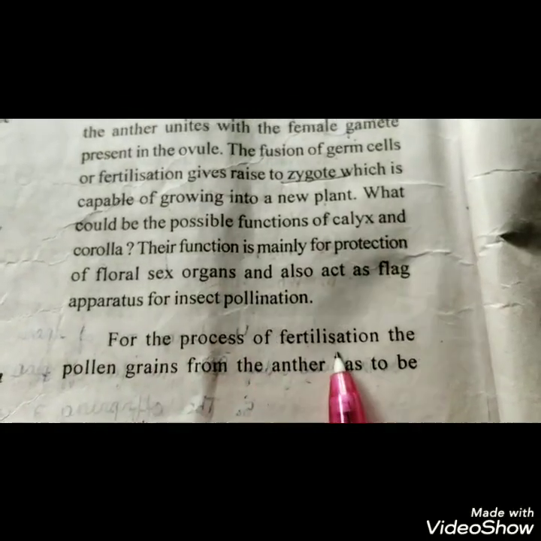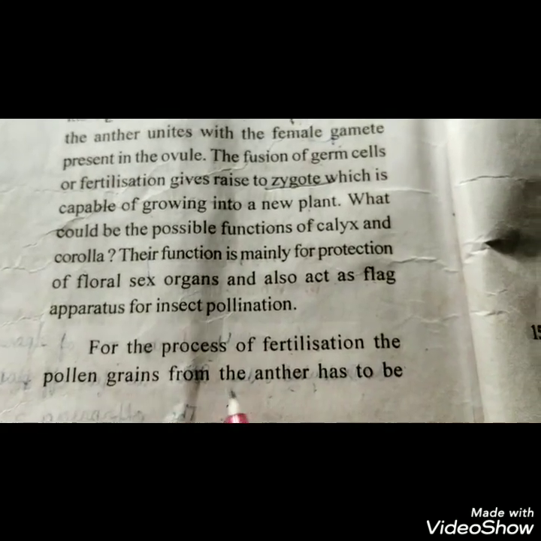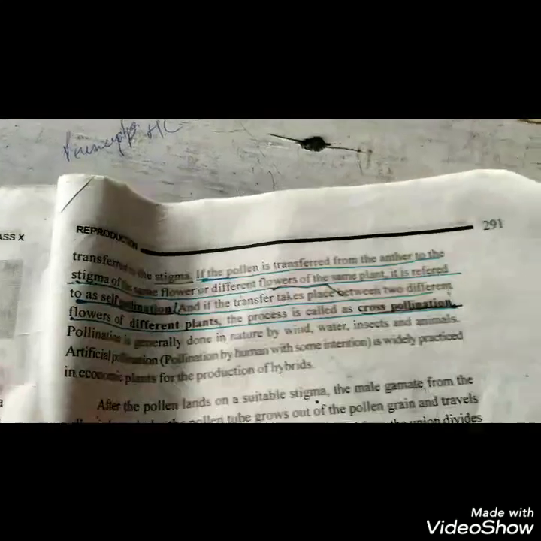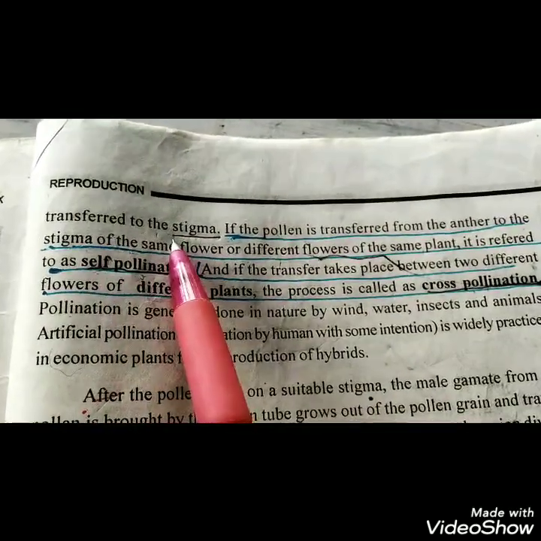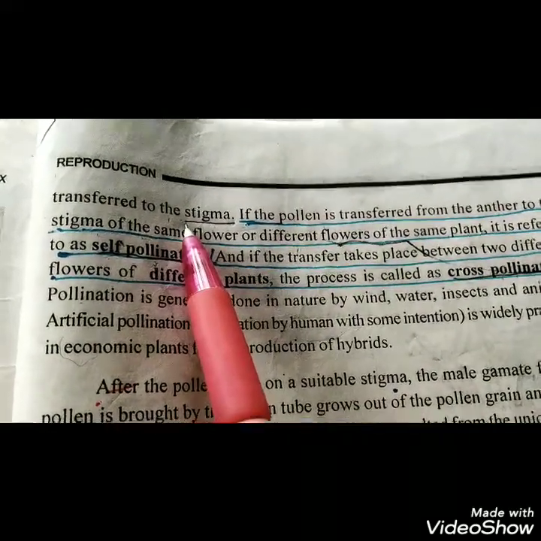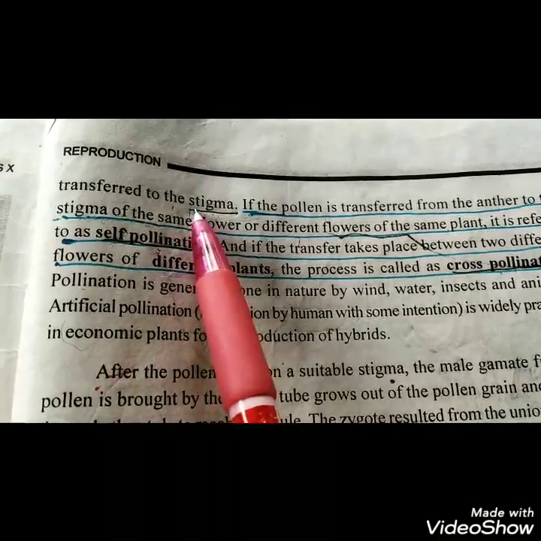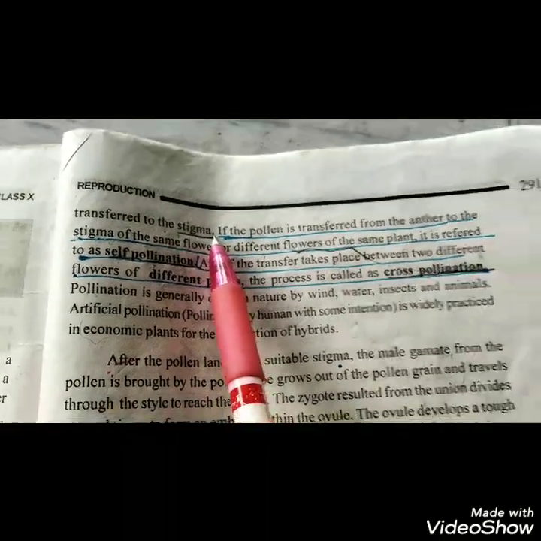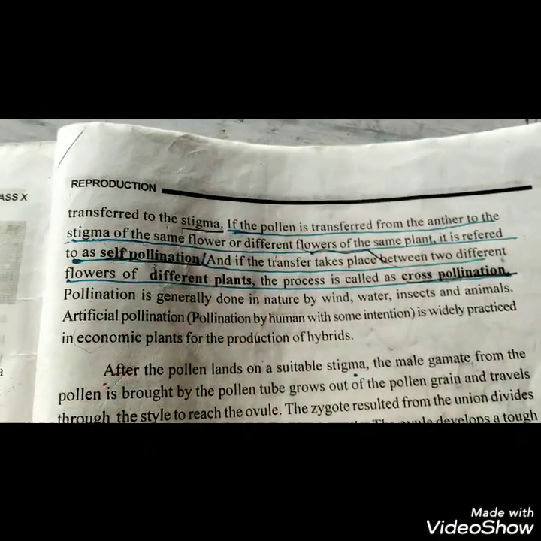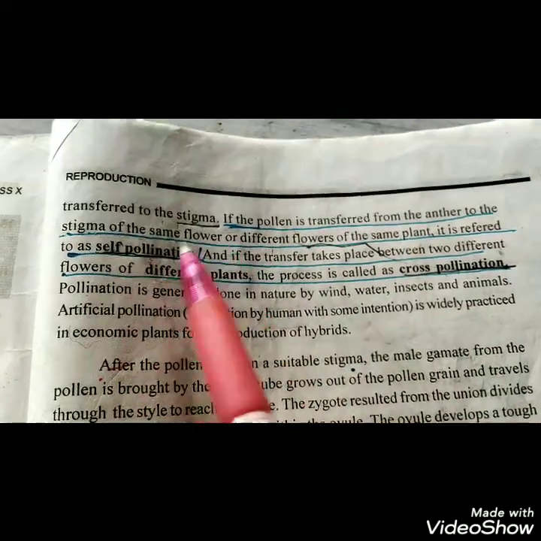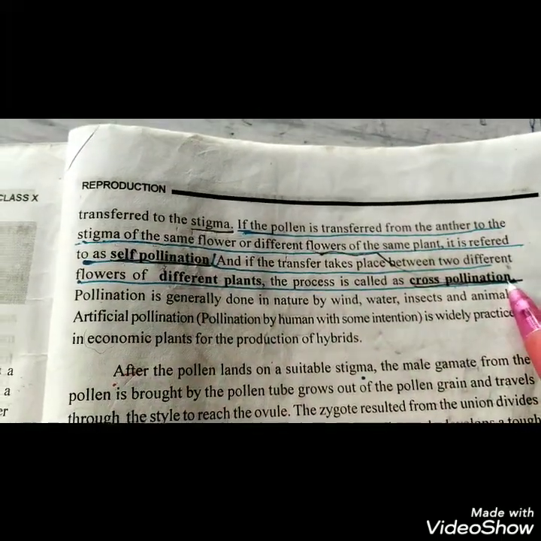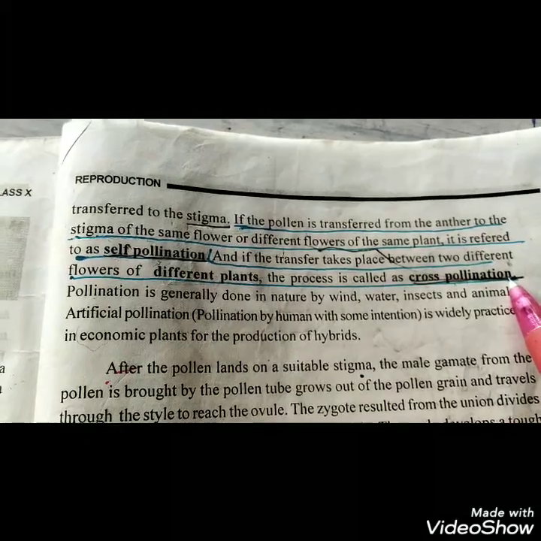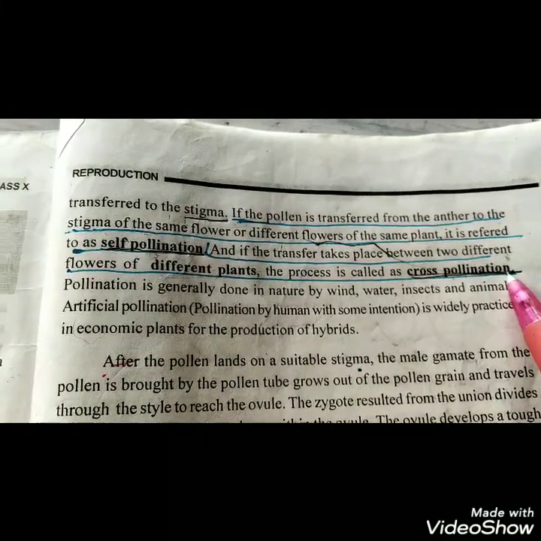For the process of fertilization, the pollen grain from the anther has to be transferred to the stigma. There are two types of pollination: self pollination and cross pollination. So let's see what is self pollination and what is cross pollination.